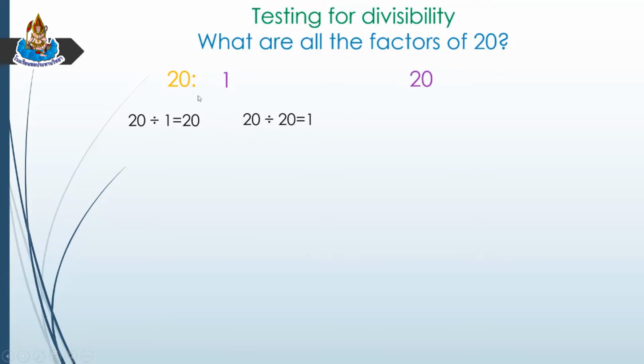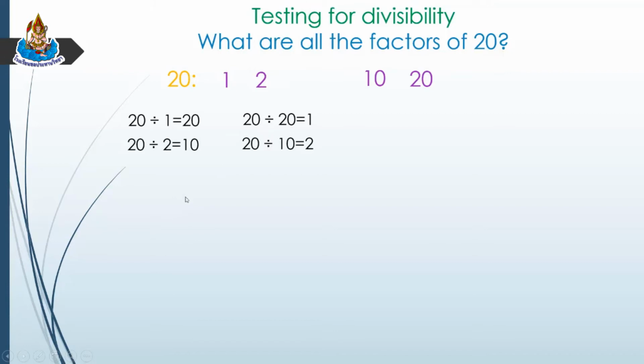Also, all numbers are divisible by 1 and by themselves. So 1 and the number itself are always factors of a number. Now let's try to divide it by 2. 20 divided by 2 is 10. And again, if we divide 20 by 10, it will give us 2. So you can see again that both the divisor and the quotient are factors of the number. So 2 and 10 are factors of 20.